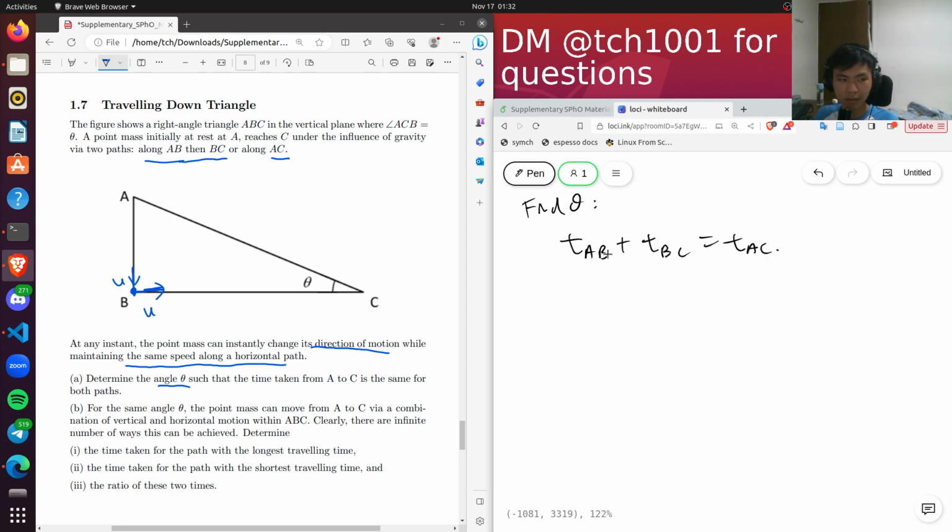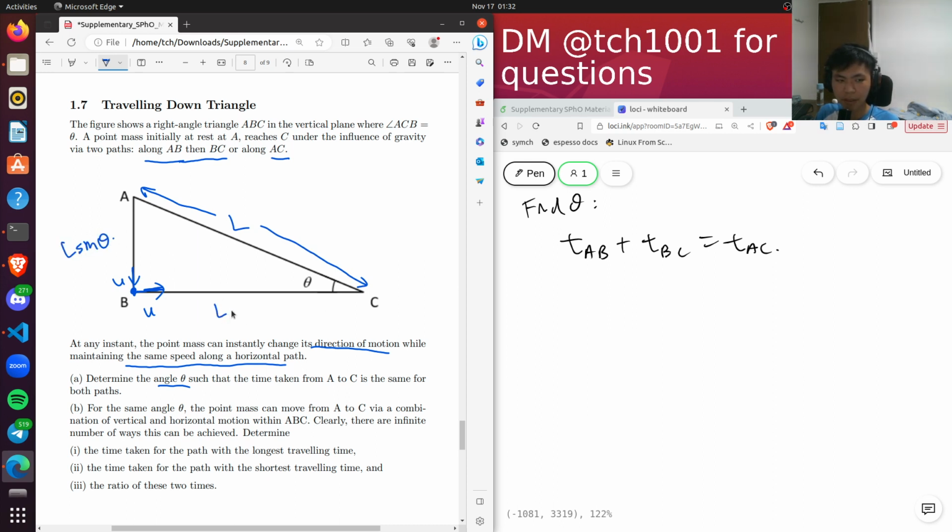So we calculate each of these terms individually in terms of the angle theta. I'm going to let the length of the hypotenuse here be L. That would tell us that the vertical height over here is L sine theta, and the horizontal length over here is L cosine theta. So what is TAB? TAB is just the time taken to drop purely vertically under gravitational acceleration g.